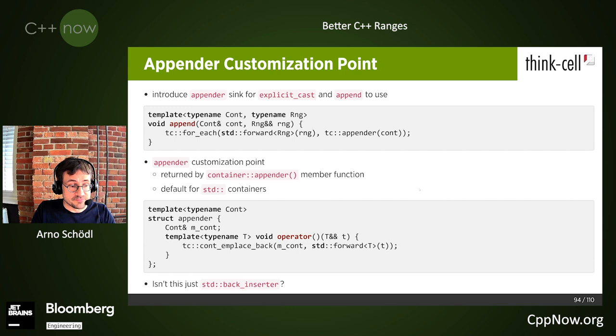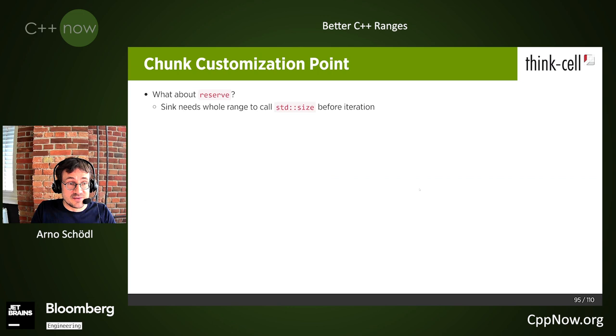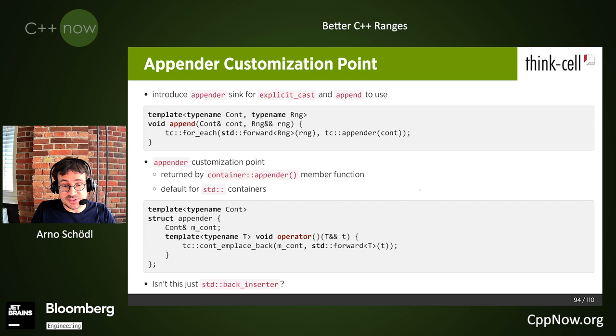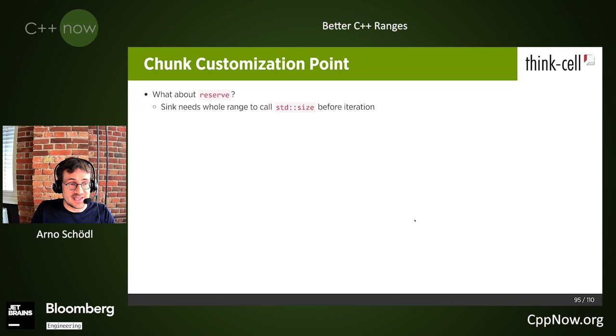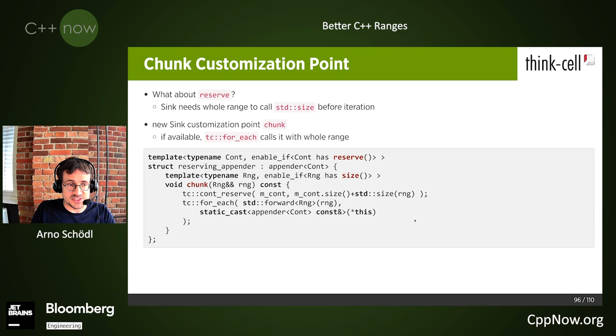And isn't that just back inserter? Well, yes, for this particular case it would be. But we don't have a reserve, and we want one. As you can see here, this appender takes the elements one by one. Now, if we want to do a reserve upfront, we need to know about the whole range. We need to know how much is coming, so that we can actually call size on it. We need the whole range. So let's say the sinks of our ranges in general have a new customization point. You can either pass in elements one by one, or you can say, I want to offer a whole chunk, a whole subrange at once.